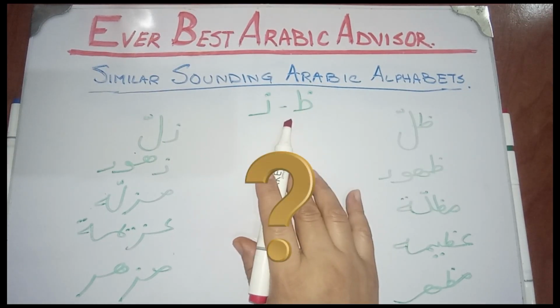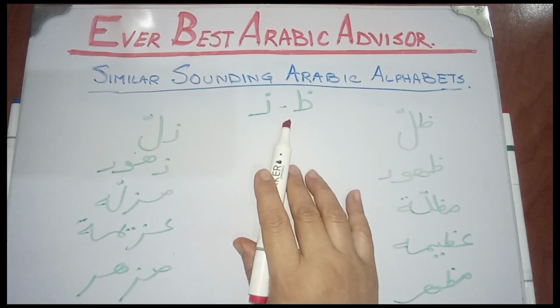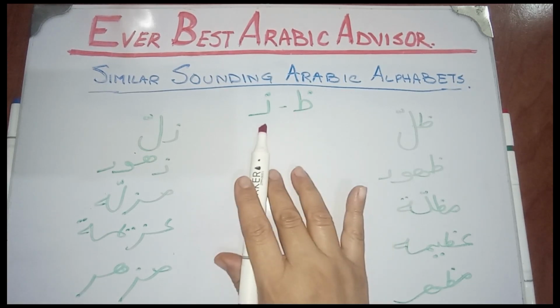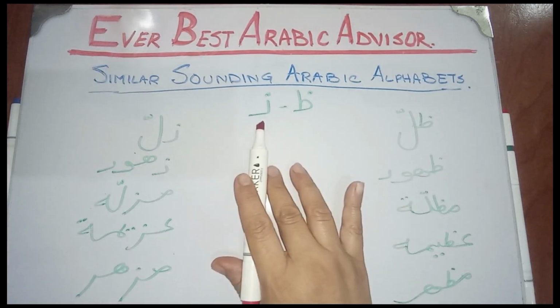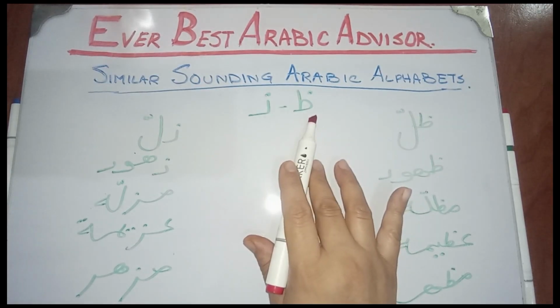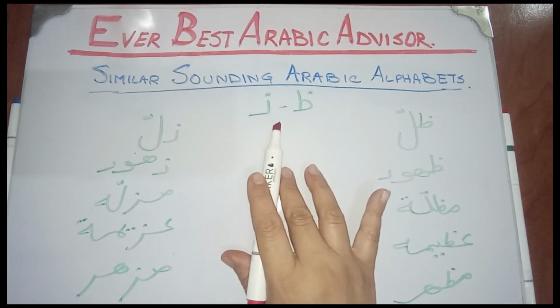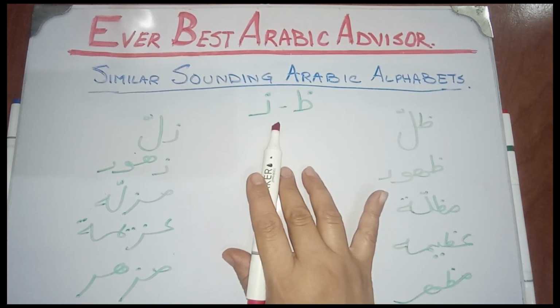Being a beginner, you can't differentiate between the phonics of these two letters, which are zo and za. Yes, they are very similar. That's why it's confusing for the learners. I will teach you in this video how to differentiate between them.